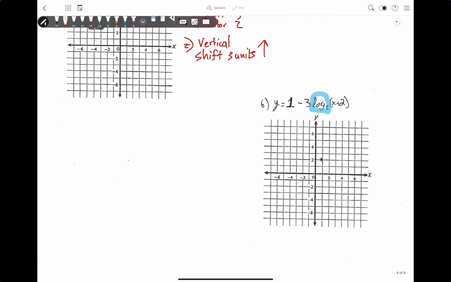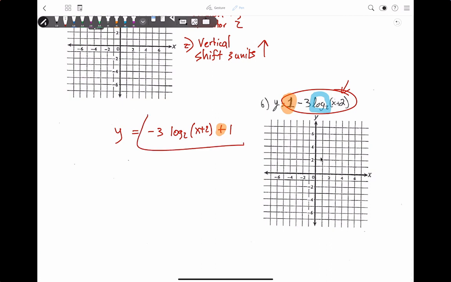And then last but not least, this one down here has a lot going on. We're going to start with x. Remember, BCAD order. If I were to rewrite this, it's the same as having -3 log base 2 of x plus 2 and then plus 1. That's the same thing because this is a positive one, so we're going to put a plus. Doing it in the order that it's shown here, first, this 2 was a horizontal shift 2 units to the left. Again, opposite with x. The next thing we see is this negative, then the 3, and then the plus 1.